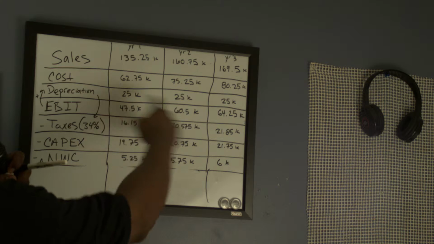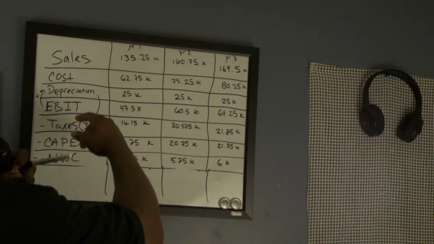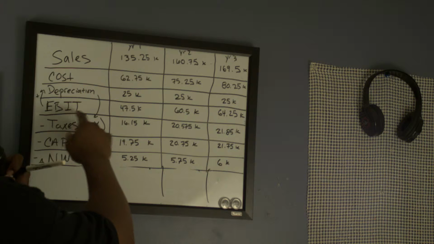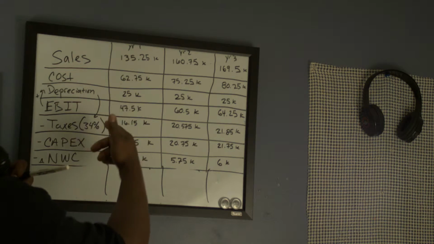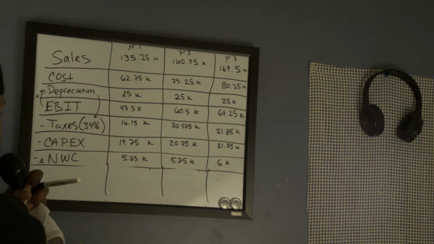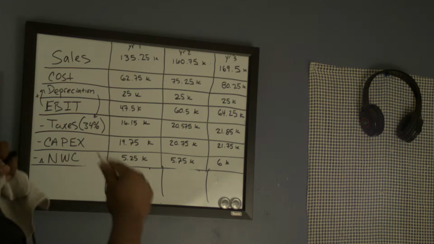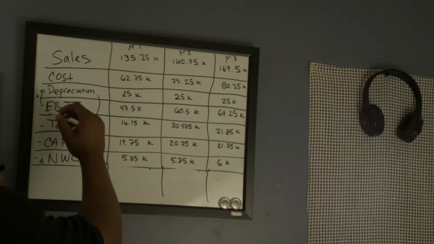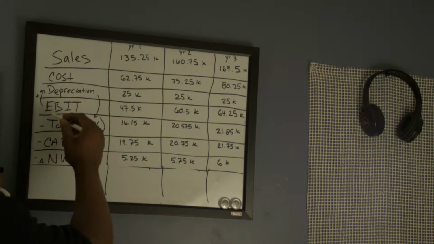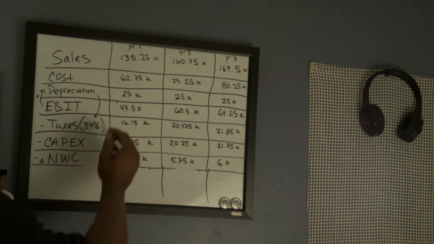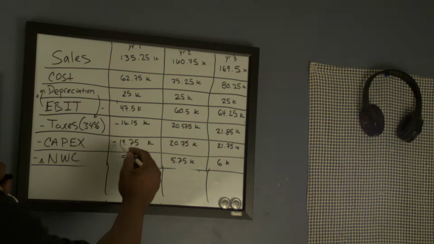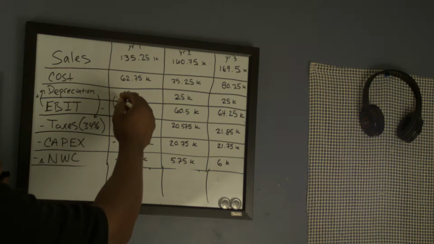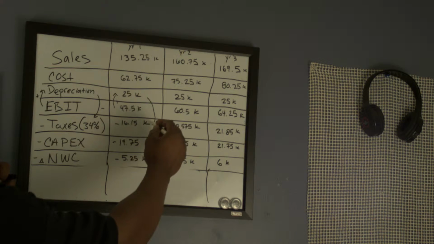So we got everything up here: the sales, the cost, depreciation, your earnings before interest and tax. That's what EBIT is. Taxes, 34%, your capital expenditures, and your change in net working capital. So what I did, I drew a little arrow going up and I put a plus because you're going to add these two numbers together. And then you're going to subtract off everything else. So it's plus going up and subtraction going down.